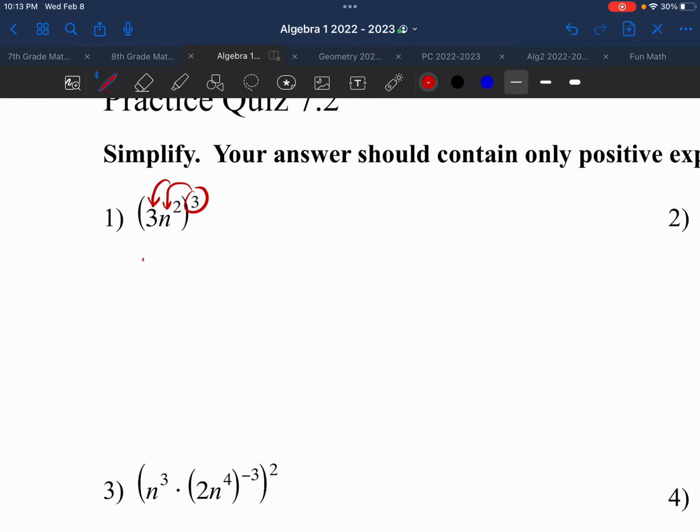So our new problem is going to be 3 to the power of 3, n to the power of, okay, a power to a power is multiply. So it's going to be 2 times 3 to get 6. And this is technically correct, but I want to go ahead and practice expanding 3 to the power of 3.